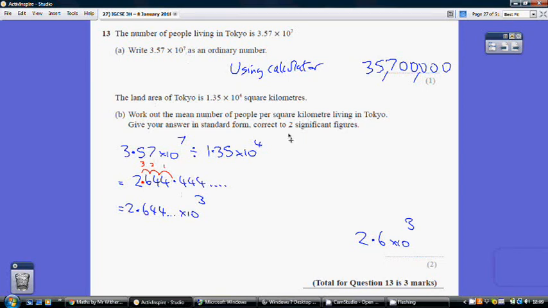But we're required to give our answer correct to two significant figures. So this first number has to be rounded to two significant figures. So 2.6 times 10 to the 3.